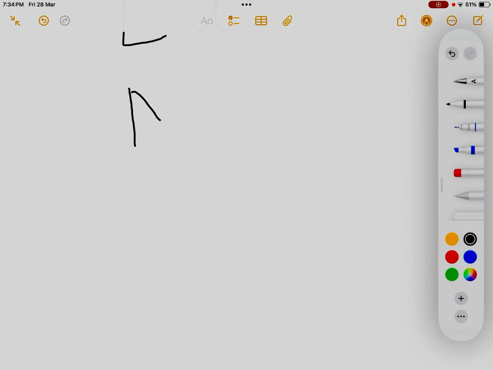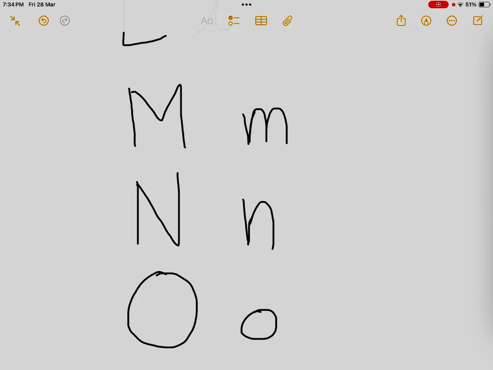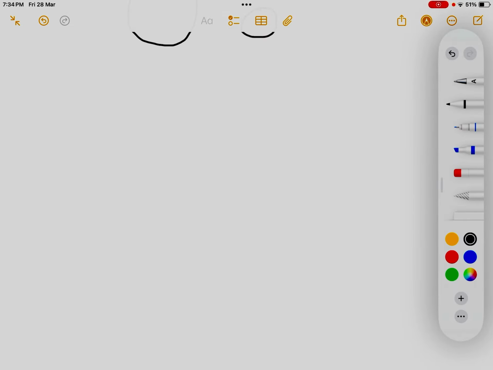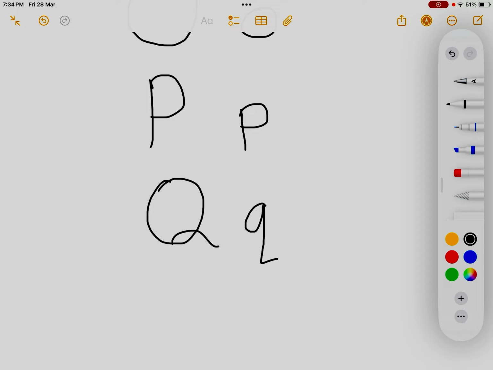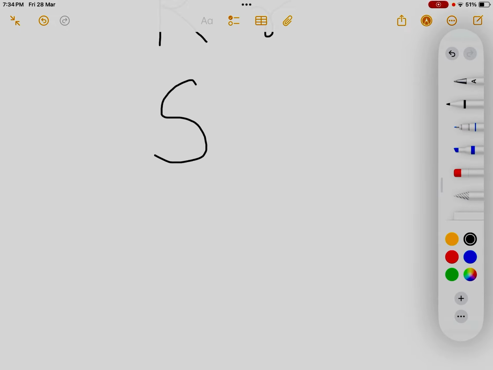then M, N, then O. Now we will proceed further and write P. Then Q, R, S, T, U.